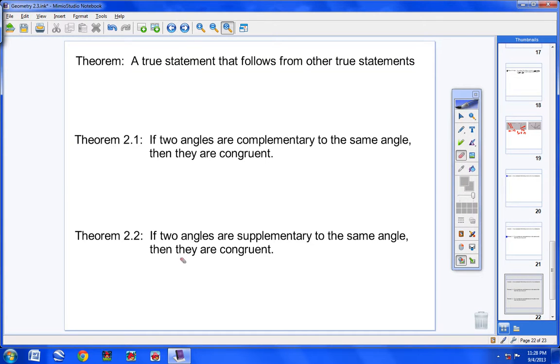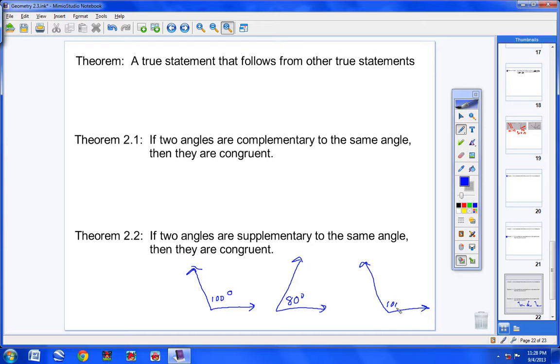All right, theorem 2.2. If two angles are supplementary to the same angle, then they are congruent. The same thing, guys. Watch. If I have an angle here that's 100 and an angle here that's 80. Write this down if you want to. If you don't need to, that's fine. And then over here, an angle that measures 100.